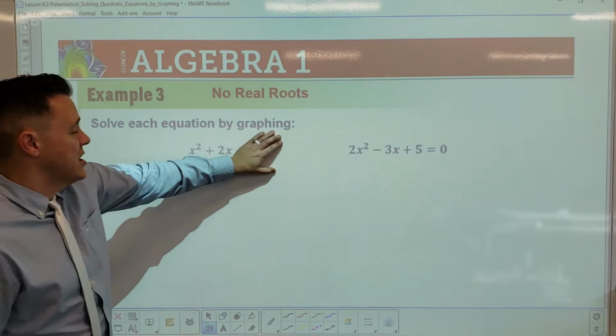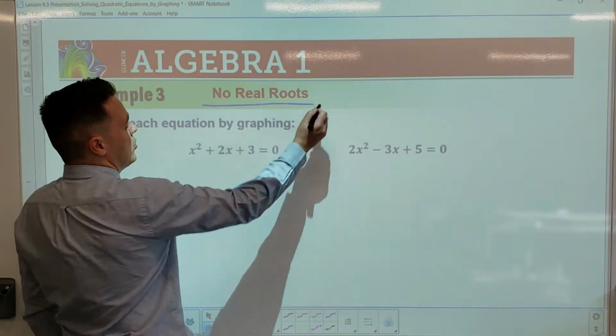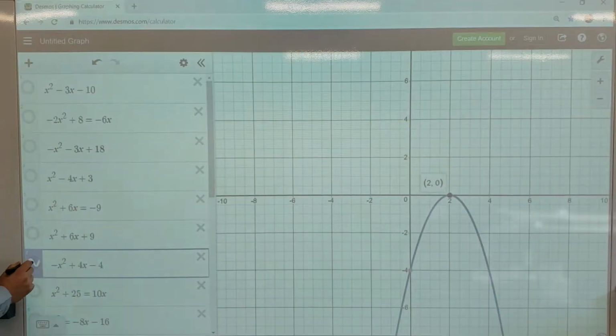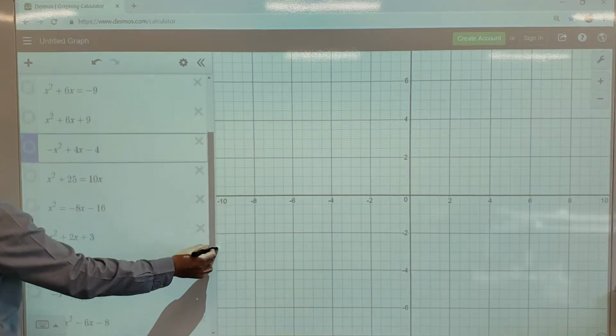Next, solve each of these equations by graphing with no real roots. Okay, so what we're going to have here when we graph these is we're going to see a different type of graph.